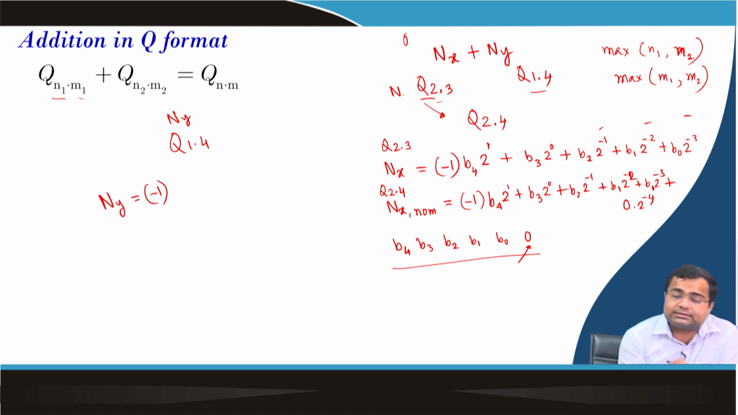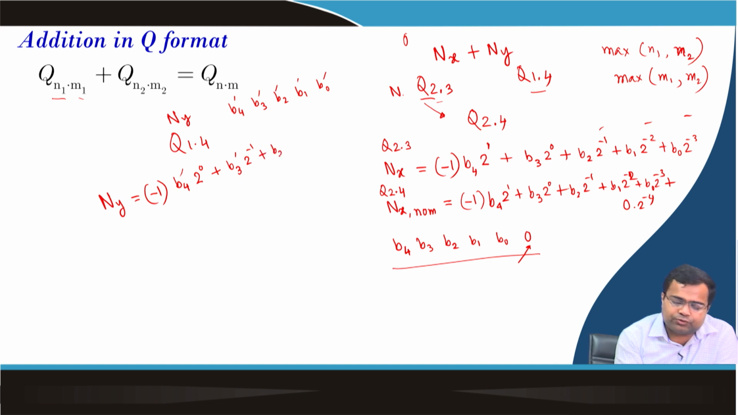Again there is a minus sign, it is a signed number we are talking about, and this is again B4, the first MSB, because the number is B4, B3, B2, let us say B dash, just to avoid any confusion, then B0 dash. Since there is only one integer bit, it will be 2 to the power 0, then B3 dash 2 to the power -1 plus B2 dash 2 to the power -2 plus B1 dash 2 to the power -3 plus B0 dash 2 to the power -4.